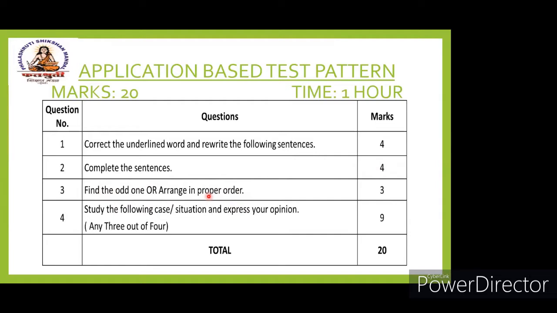For the odd one, they will give you 3 or 4 words and you have to find out which one is the odd one there. If it is arrange in order, there are a few things that we have to write in a step-by-step way and the order will be messed up. You have to arrange it in proper order. So that's how this question will be asked for 3 marks, right? Again, I think that's something very easy to score.